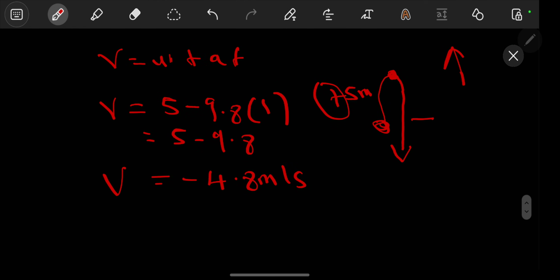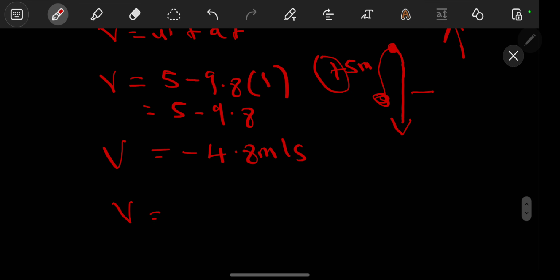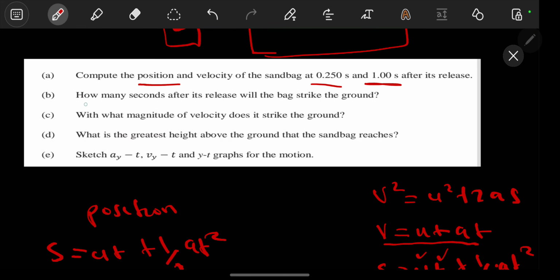So you can represent your answer like this, or you can say 4.8 meters per second down. When you say down, there is no need for you to put a negative. Looking at our B, we are asked how many seconds after it's released will the bag strike the ground.